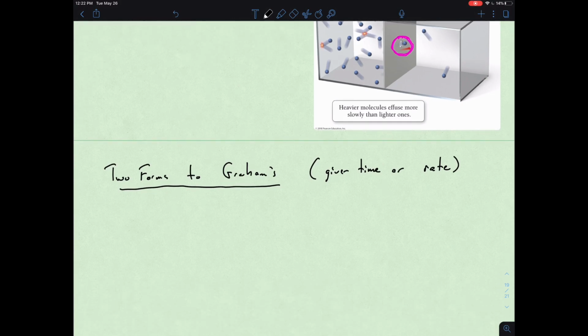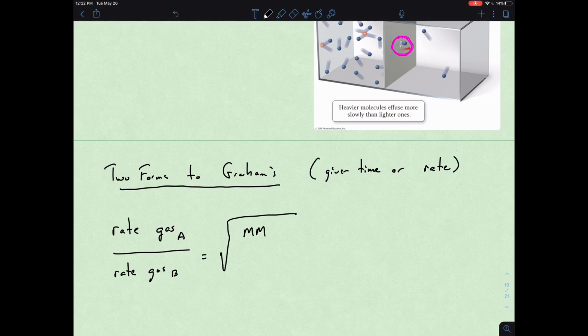And so in terms of rate, we say the rate of gas A over the rate of gas B would then be equal to the square root of the molar mass of gas B over the molar mass of gas A. And so that would be looking at rates.